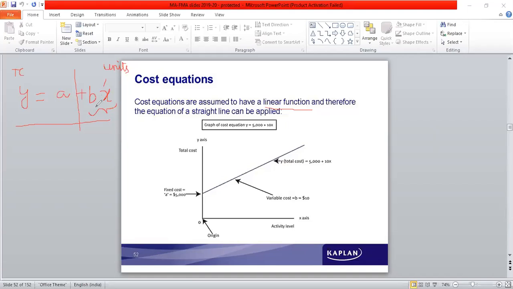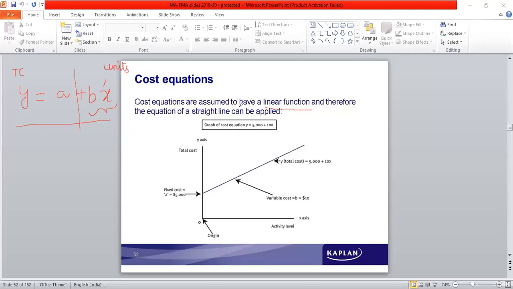So when the number of units keeps changing, the second part of it, which is bx, also changes proportionately because b is a constant. As the number of units increases, bx also increases. If the number of units decreases, bx also decreases. So it changes in the same direction as x, as the activity level, as the number of units. Adding up a and bx, we would have the total cost. So this is a linear equation.